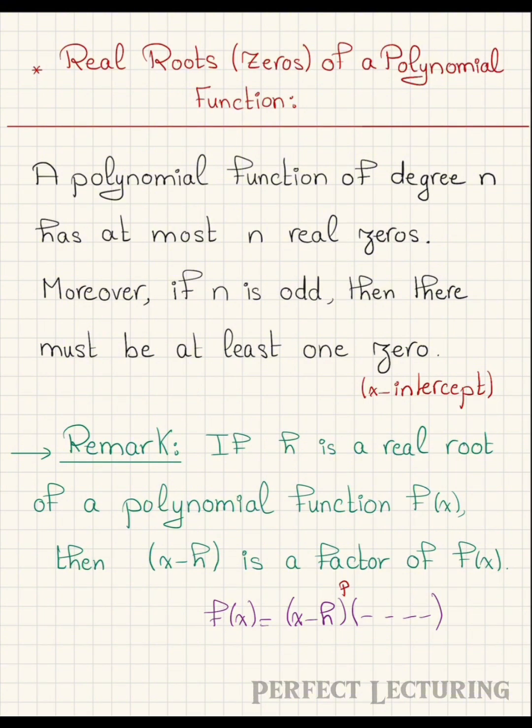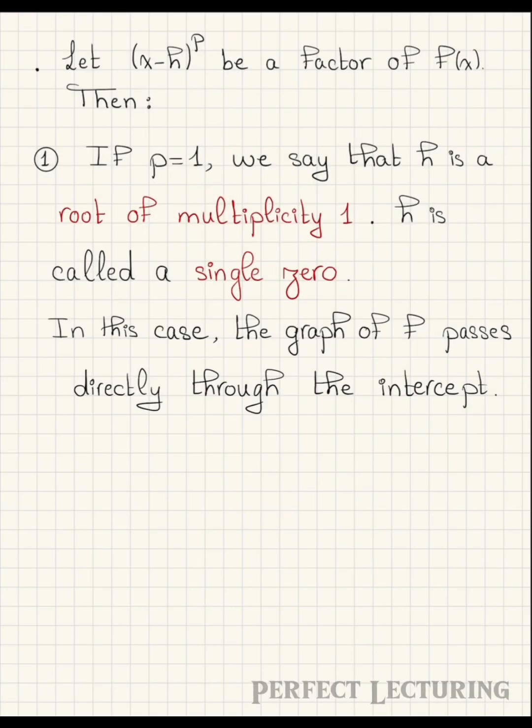Now let us discuss what we can know about the graph given this p. First of all, if p is equal to 1, then we say that h is a root of multiplicity 1, or simply we can say it's a single zero. Something like (x minus 2), for example, times another factor, and here (x minus 2) has an exponent 1. Now if this is the case, then the graph of f passes directly through the intercept, something like this.